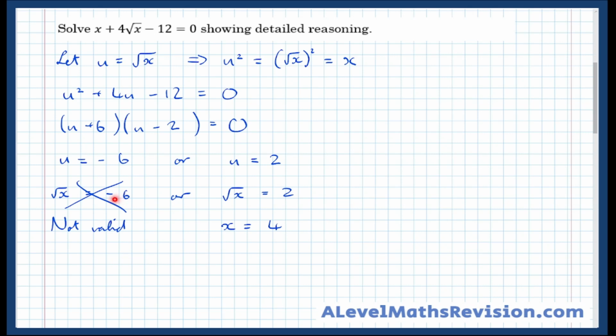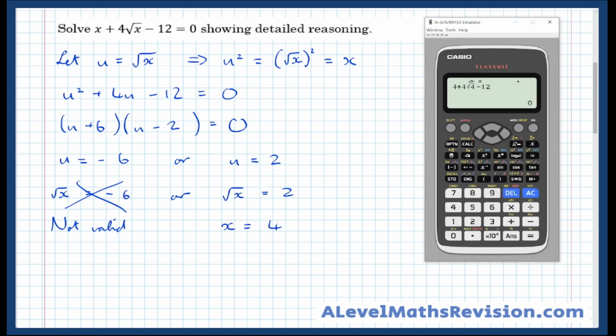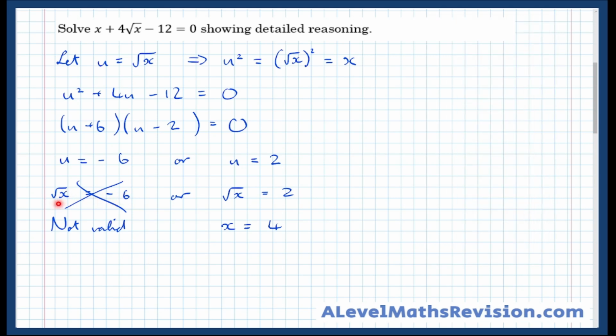Now let's say that we didn't discard this answer. Let's say that we then got that x equals 36, squaring both sides. Let's put 36 in the original equation. 36 plus 4 root 36 minus 12 equals 48, not 0. Therefore, further confirmation we were right to discard this answer here. So a root of a number, unless it has a plus or minus outside already, which it didn't, the root of a number can never be negative.